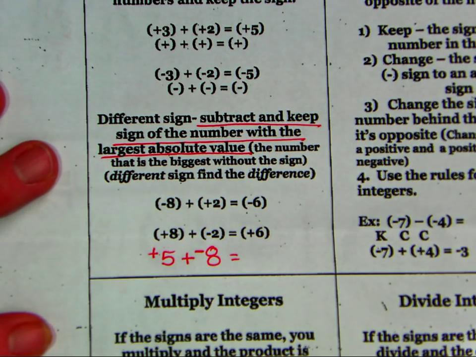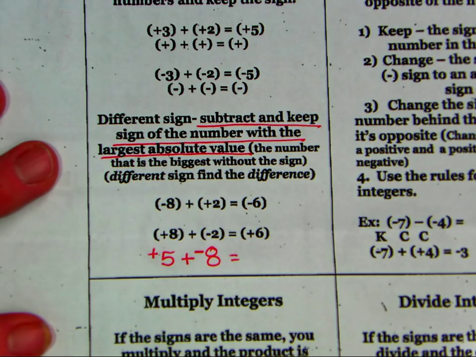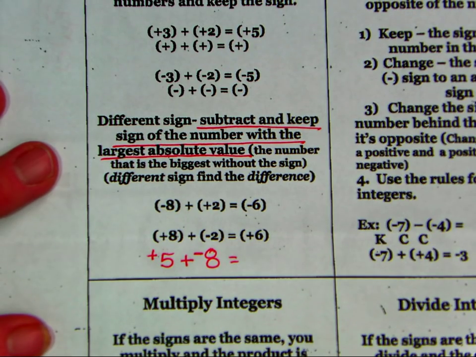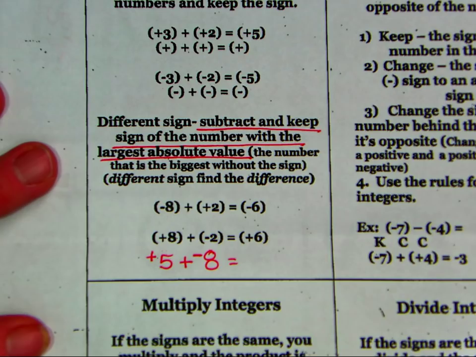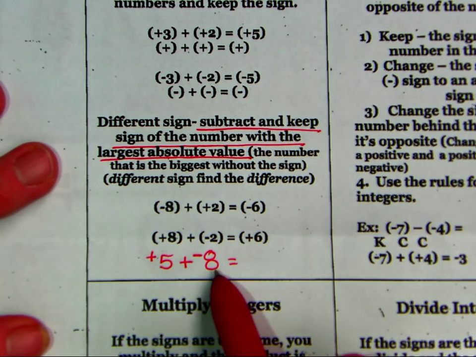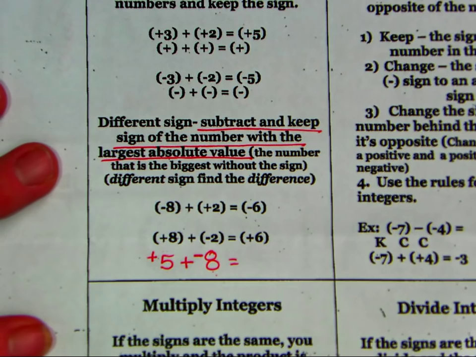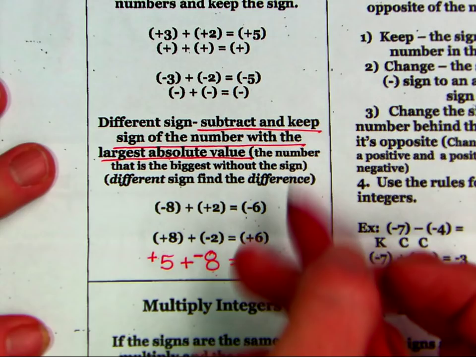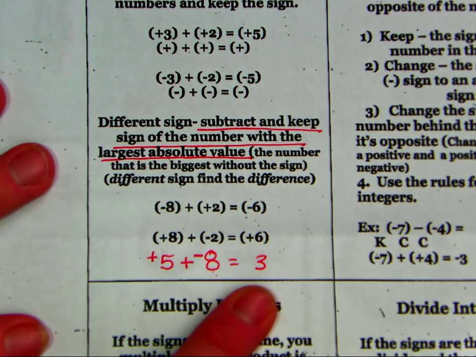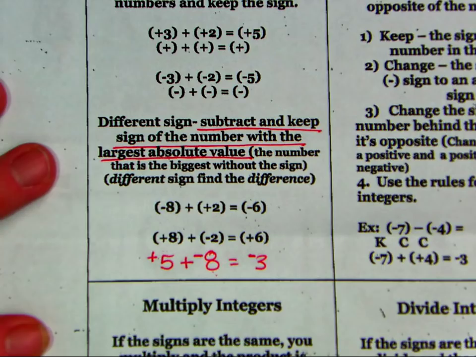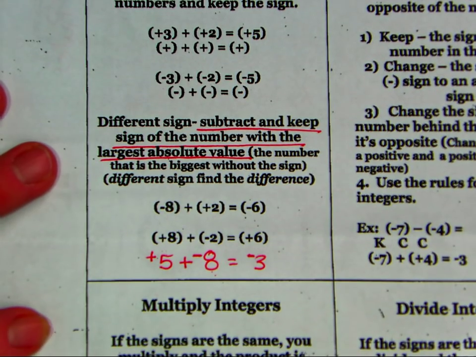So think about it. If you were on a number line, if you went down to negative 8 and you added a positive 5, are you going to go down further or are you going to go up? You're going to go up, right? So that means you're adding it. So what is 8 minus 5? 3. So now that you know it's 3, you have to decide, is that 3 going to be positive or negative? Negative. It's a negative because negative 8 has the greater absolute value, right? So your answer would be negative 3. All right, so that's the rule of addition.